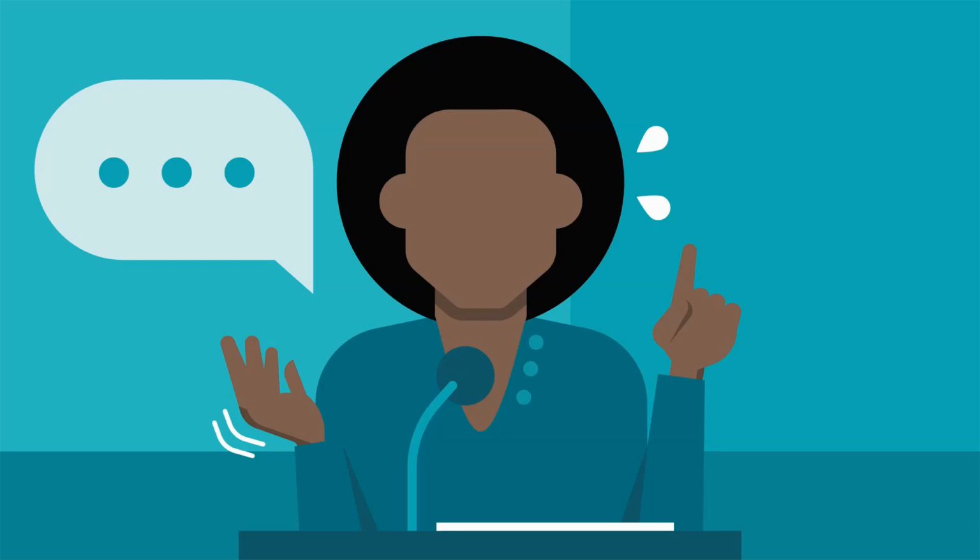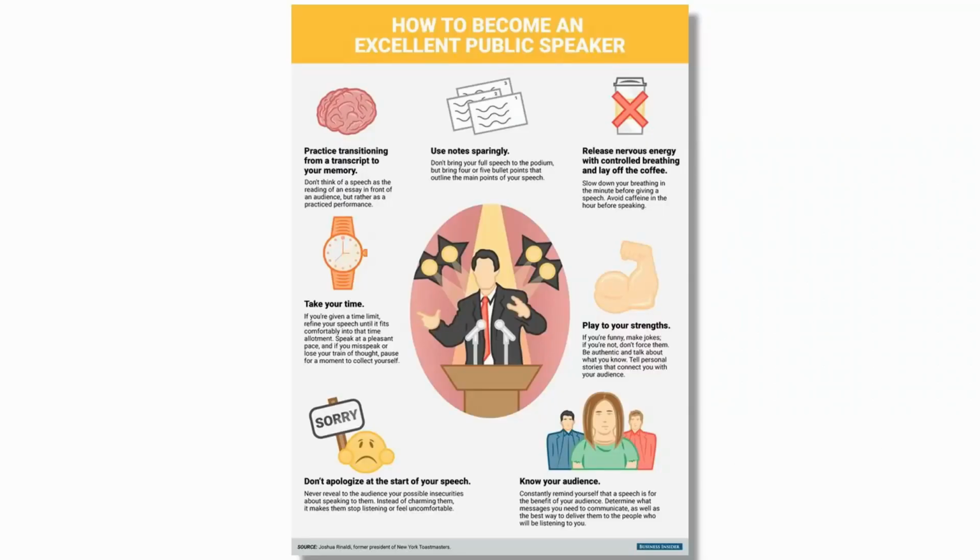So, as far as the words, there are lots of places you can go to get hints on public speaking and how to be effective at it. And these are a few good ones. Practice. Practice transitioning from a transcript to your memory. You don't really want to read. Reading is boring. If I was reading to you, you'd be able to tell it in my voice, and you'd be able to tell it because you would be starting to fall asleep.